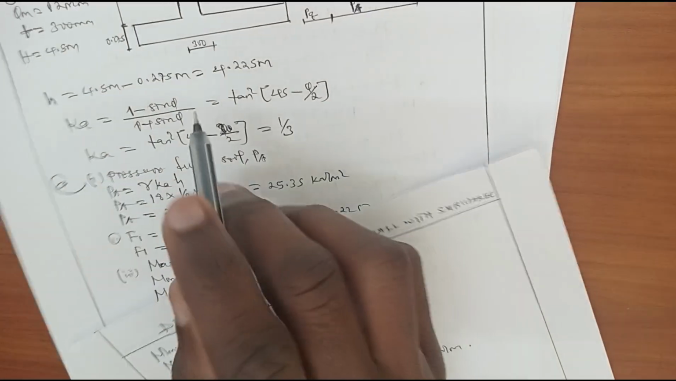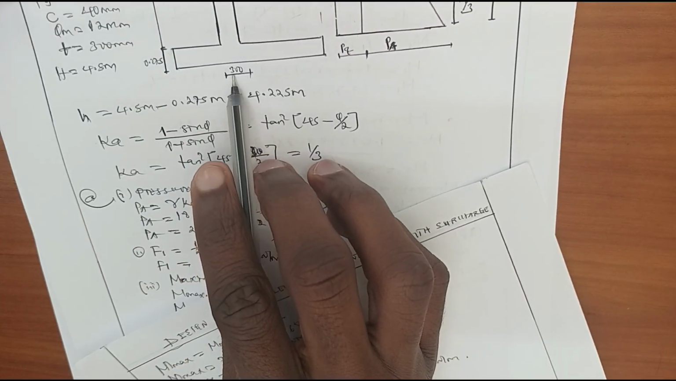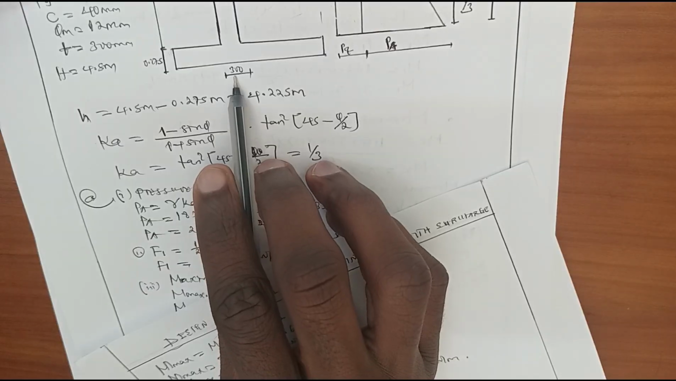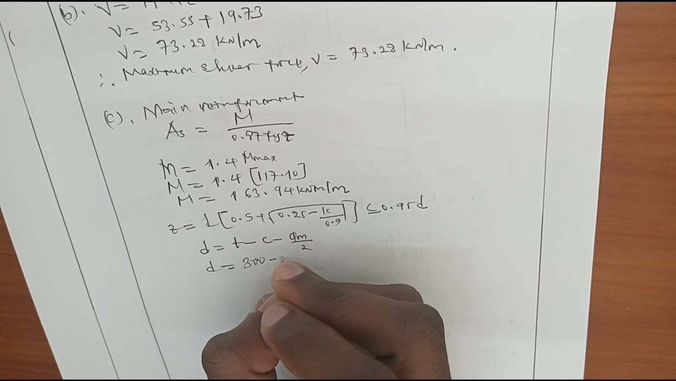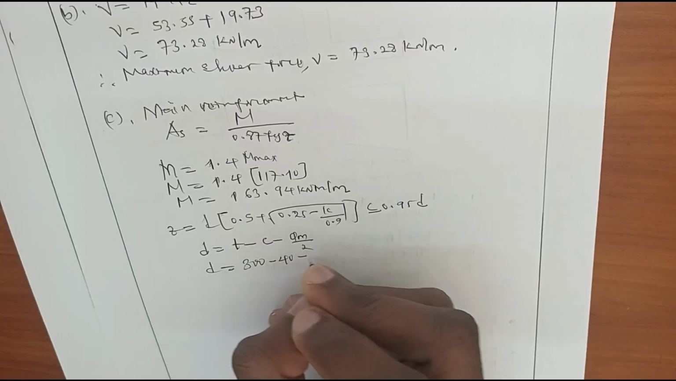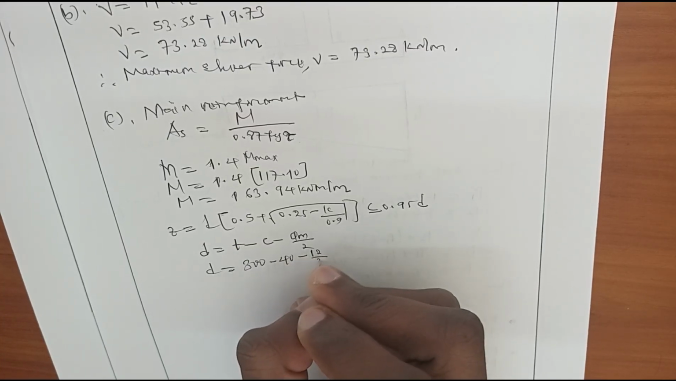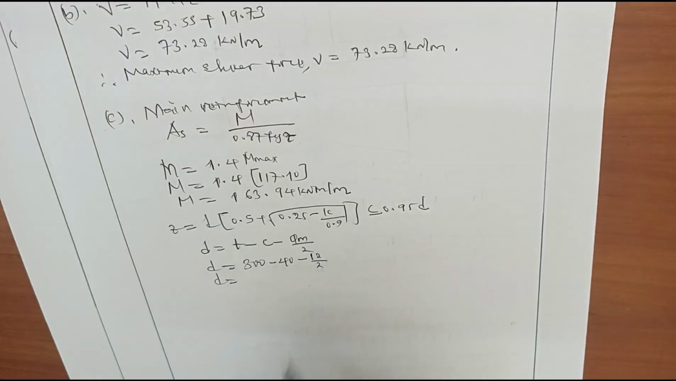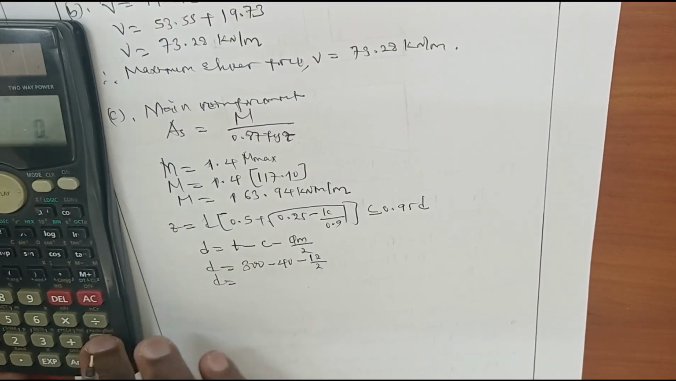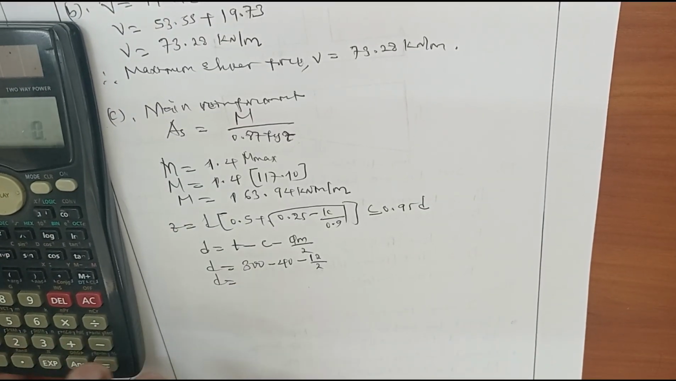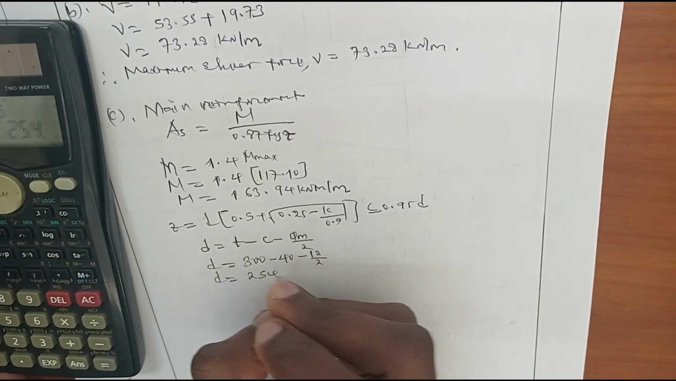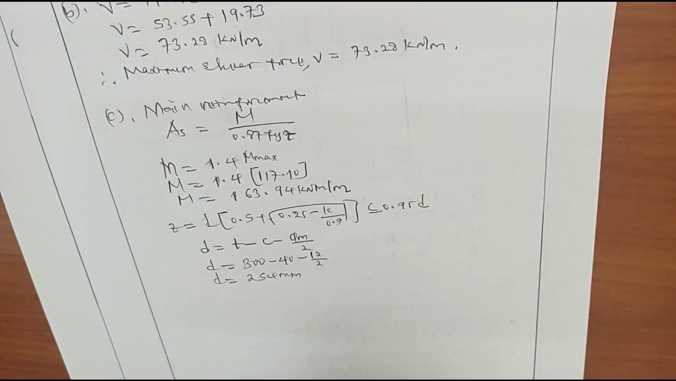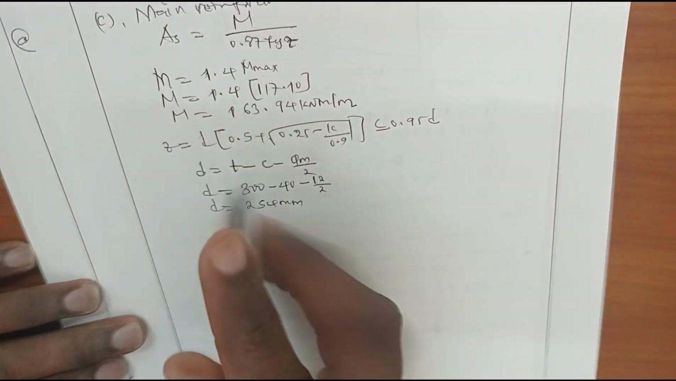Effective depth will be equal to the thickness of this stem. The thickness of this stem was 300. So 300 minus cover, which was 40, minus diameter, which is 12, divided by 2. So when we compute this value, 300 minus 40 minus 6 will be equal to 254 millimeters. This is the effective depth. After that, let's determine the value of K.